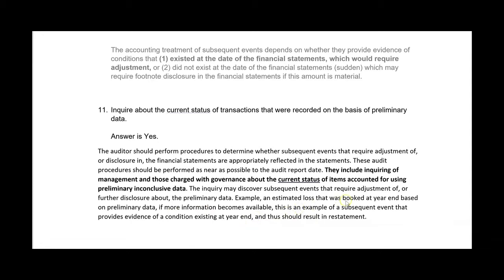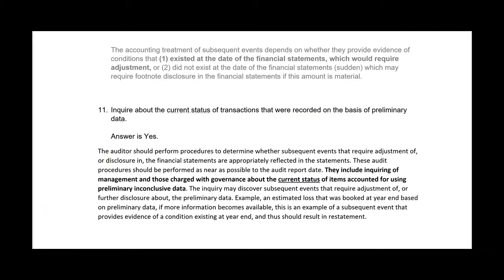So if that loss was booked at year-end based on a contingency and you estimated it using preliminary data, and then in the subsequent period that contingency loss settled for more or even less than what you booked it for at year-end, that's a subsequent event. That would provide evidence of a condition that existed at year-end, and now you have to restate the financials. That we said is a type 1 subsequent event.